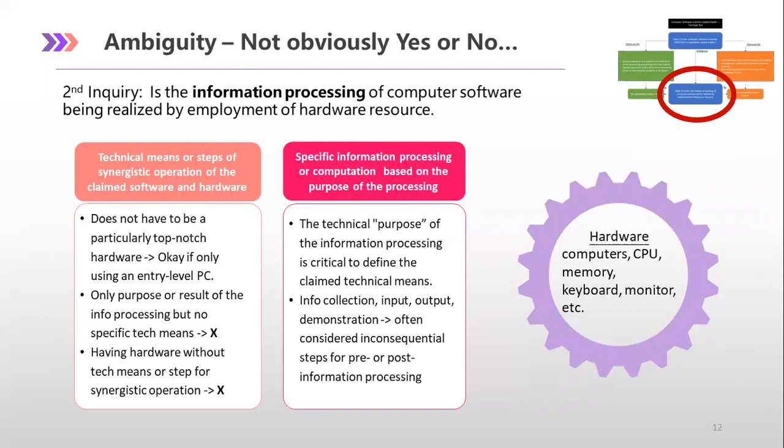Again, back to the flow chart. If the examiner cannot tell if an invention is obviously patentable or not, then you have to continue on to the second inquiry, asking, is the information processing of computer software realized by the use of hardware? Essentially, it asks the examiner to look for two elements. The first element is if there is a technical means or steps of synergistic operation of the claimed software and hardware. In the course of doing so, there are some key points to note. The hardware does not have to be a particular top-notch device.